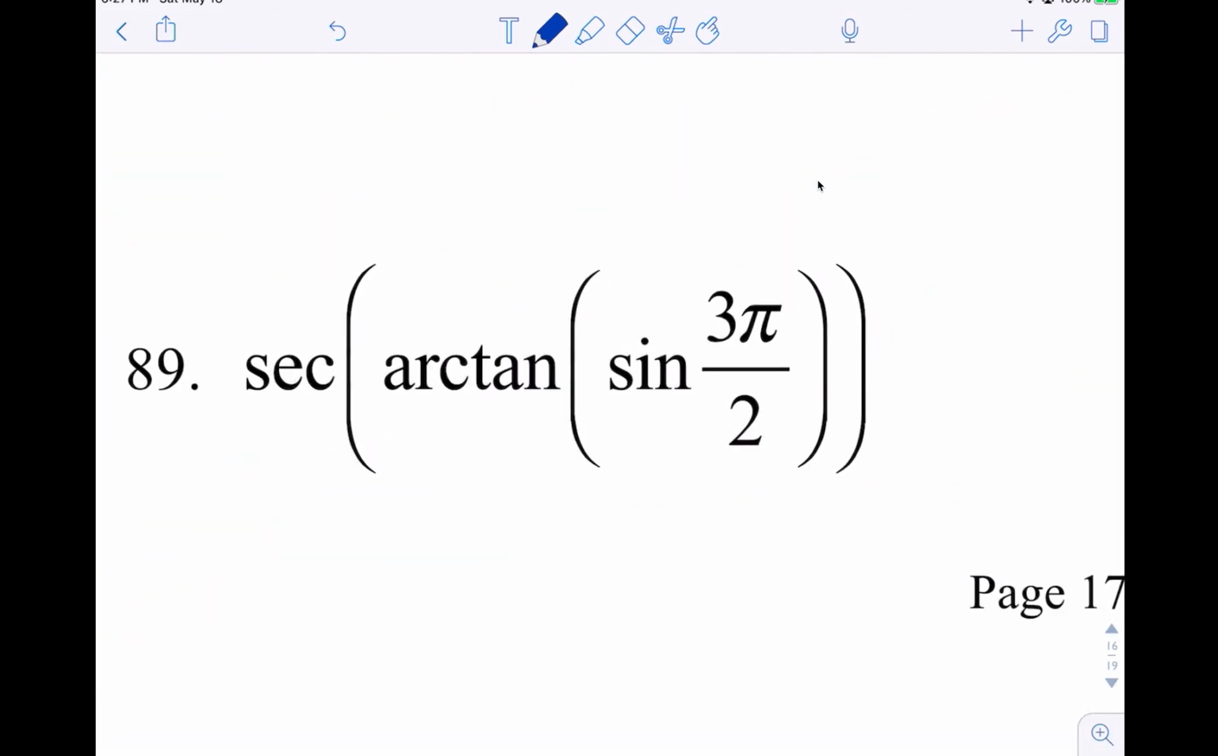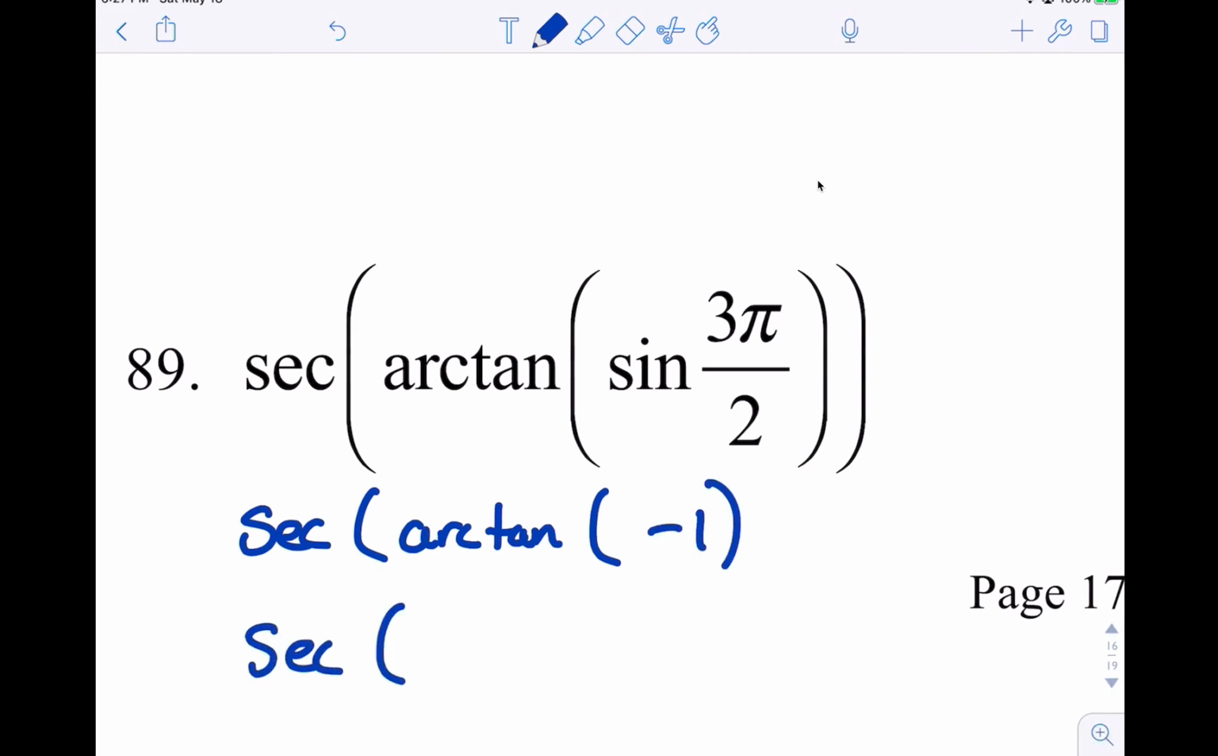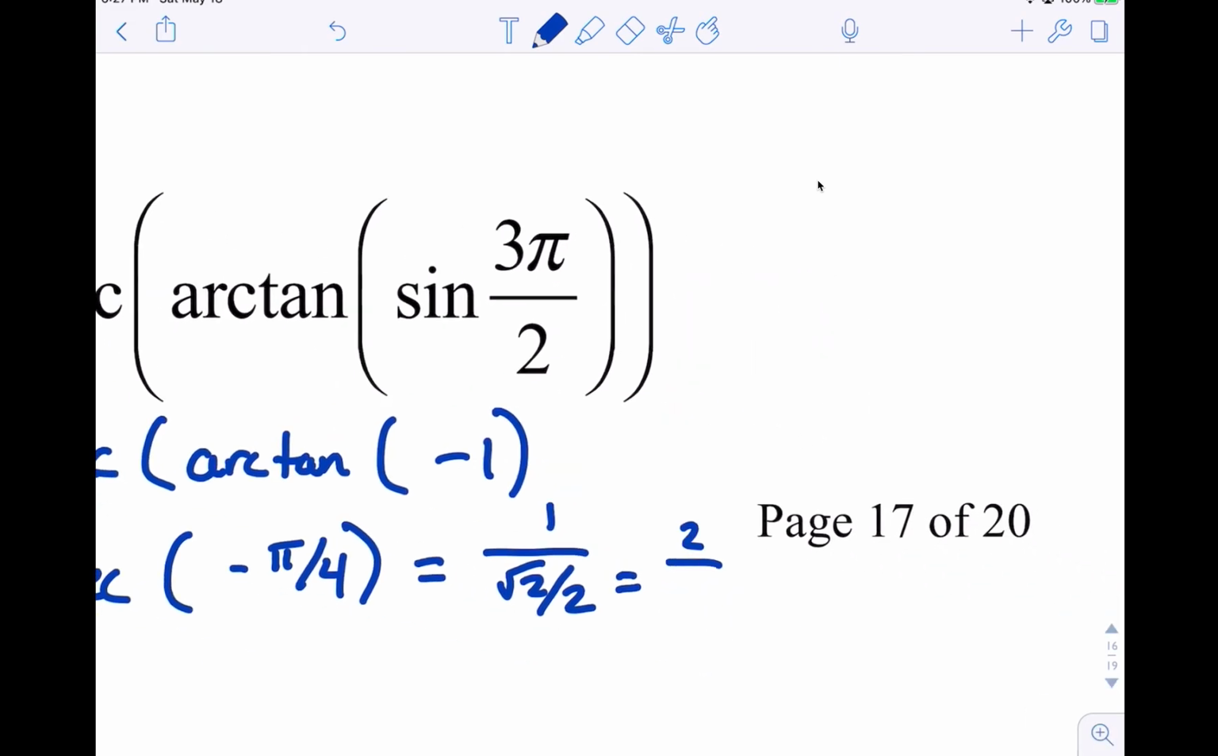And then the last one, I got sine of 3 pi over 2 is negative 1. And then arc tan of negative 1 is negative pi over 4. And then secant of negative pi over 4 is 1 over root 2 over 2, which is then 2 over root 2, which is then 2 root 2 over 2, which is then just root 2.